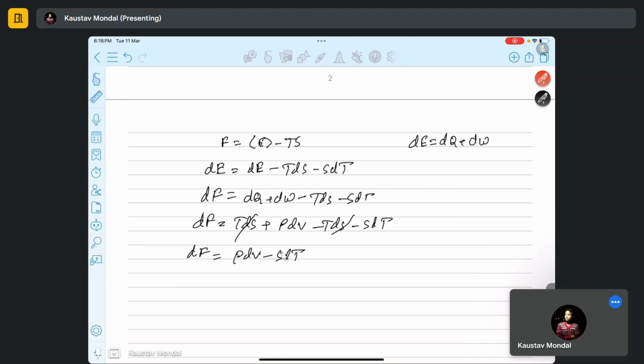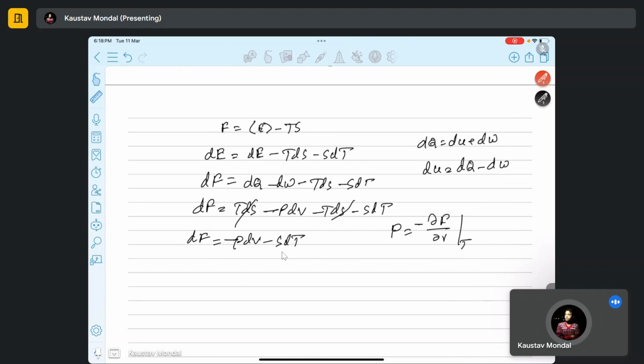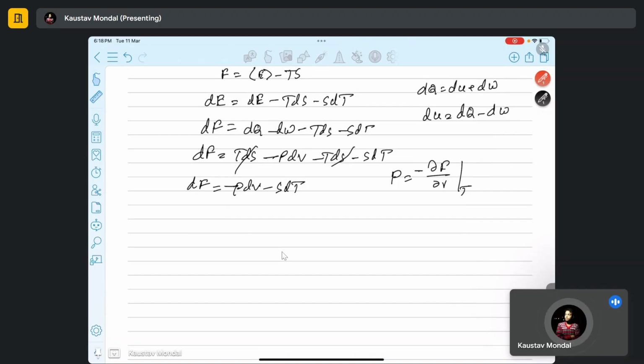Sorry, I have written it wrong actually. Here dQ is dU plus dW, right? dQ is equal to dU plus dW, so dU equal to dQ minus dW. That means a minus sign will be there. So sorry, this will be minus. That means P would be minus del F by del V at constant temperature, right? This will be the expression of the pressure. Now we have to substitute the F.